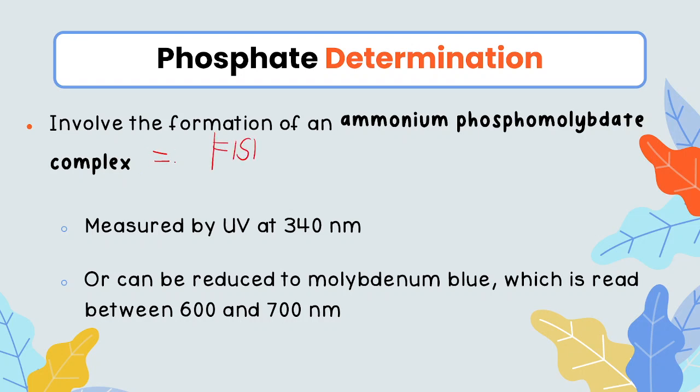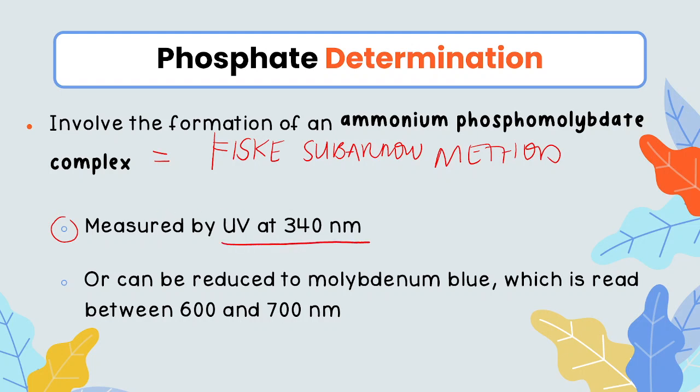This is what we call your Fiske-Subbarow method, which involves the use of your ammonium phosphomolybdate complex, in that this ammonium phosphomolybdate complex, kids, can either be measured directly by UV at 340 nm, or it can be reduced to molybdenum blue, which is then read between 600 and 700 nm. Again, the ammonium phosphomolybdate complex can either be measured directly by UV or through reducing it to molybdenum blue.